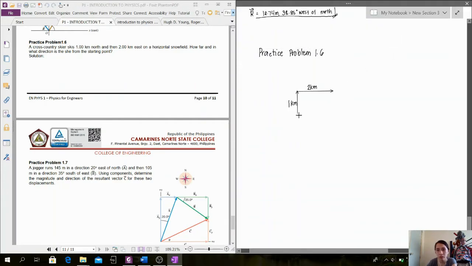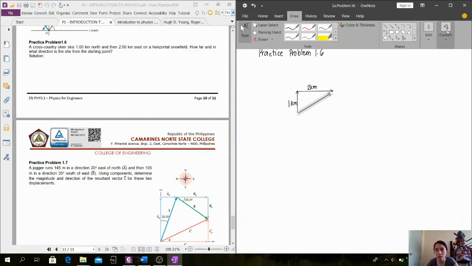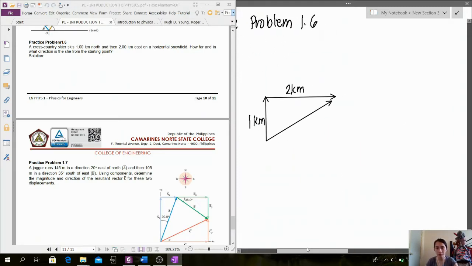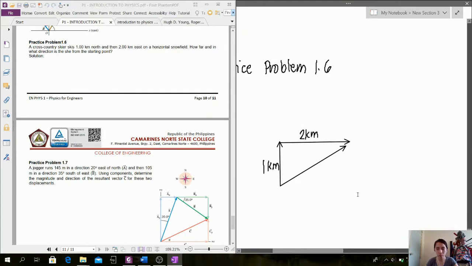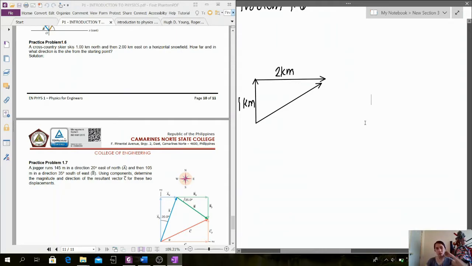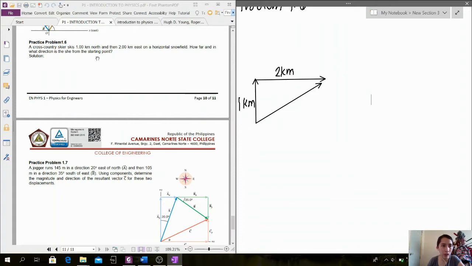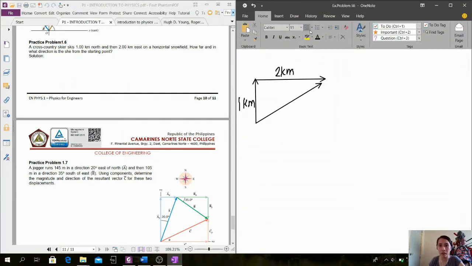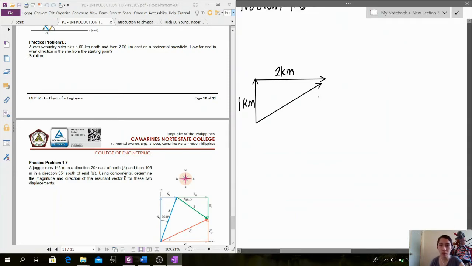First, let me draw a vector. So this is our resultant vector. Okay, so we are asked to find how far and in what direction is she from the starting point. So we have the resultant vector here. Now, let us solve for the components of this vector here and here.